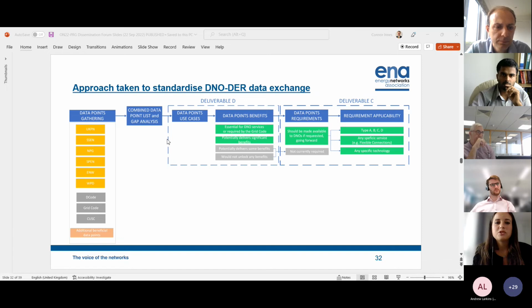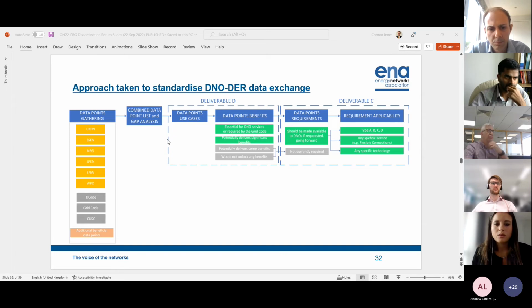Okay, yeah, so the slide captures the approach taken to harmonize the DR DNO data requirement. We initially collected monitoring and control requirements from different sources, including DNO specific requirements, distribution code, grid code, CASC, and also we looked at additional data points that are currently not collected, which we consider to be beneficial going forward. So this was used to create a combined data point list of monitoring and control points, which we use to carry out a gap analysis, which I will present later.